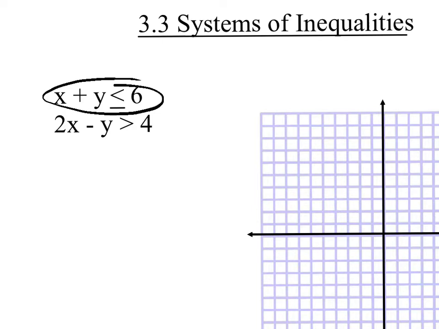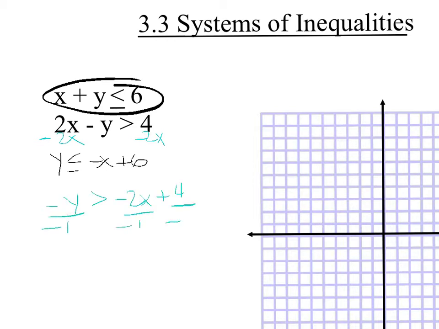If we take this one, I'm going to subtract x from both sides, so we have y is less than or equal to negative x plus 6, and that will already be in graphing form. And then for the other one, we'll move the 2x over, so we have negative y is greater than negative 2x plus 4, and then we'll divide everything by negative 1, so then y is less than 2x minus 4.